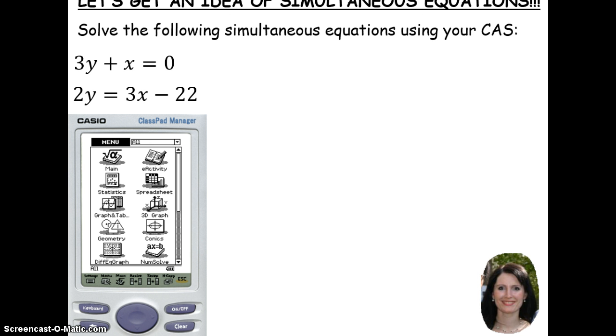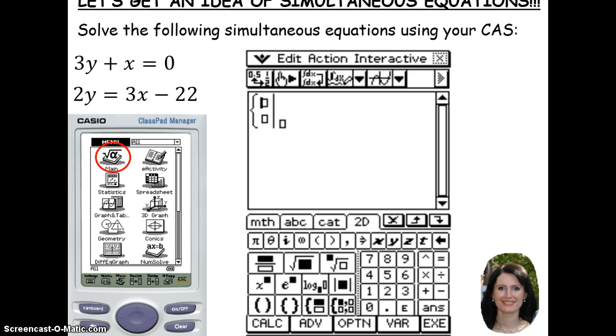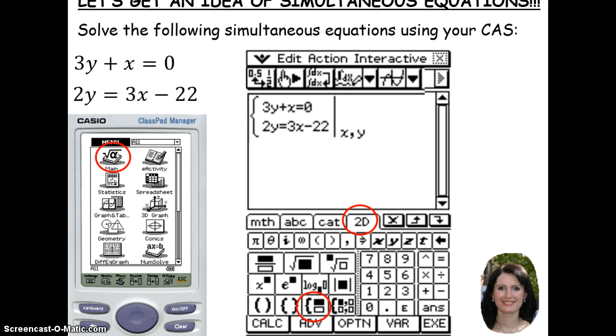Let's solve some simultaneous equations using CAS now. So here are the equations, 3y plus x equals 0 and 2y equals 3x minus 22. I go to Main and it takes me to the main screen. I go to 2D and I press that button there and that gives me that template. What I do with that, I type the equations in. So in the top box I type 3y plus x equals 0. In the bottom box I type 2y equals 3x minus 22. Then, in the third little box, I write x comma y. That's telling the calculator I want to know what x and y are.